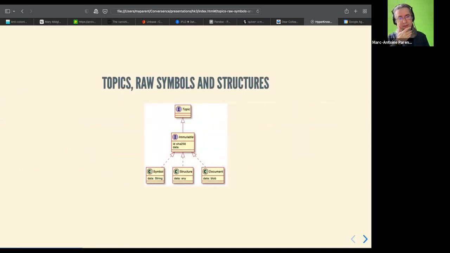So what this looks like is we have topics in general, and we have the immutable abstraction, which has an ID, which in IPLD is a SHA-256, and some data. The data can be a string when we're speaking about symbols. It can be any structure, in which case, think of it as JSON, for example, or CBOR or protocol buffers. It doesn't matter. We have data. And we have documents, which are blobs, where the structure is more opaque, but it's still immutable. It has an identity and so on.